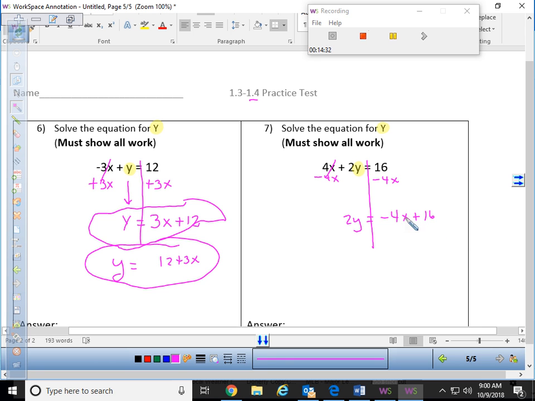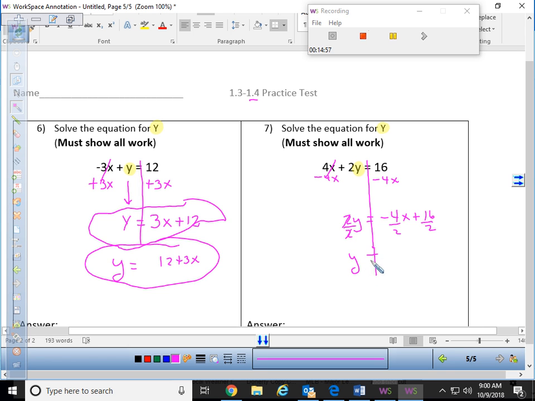Now, I cannot add a negative 4x and a 16. This has an x and this doesn't have an x, so there's nothing I can do there. But now I want to see about getting y by itself. What's connected to the y? 2 times y. How do I get rid of times 2? I just divide everything by 2. That will eliminate this 2, but then I've got to clean it up over here.